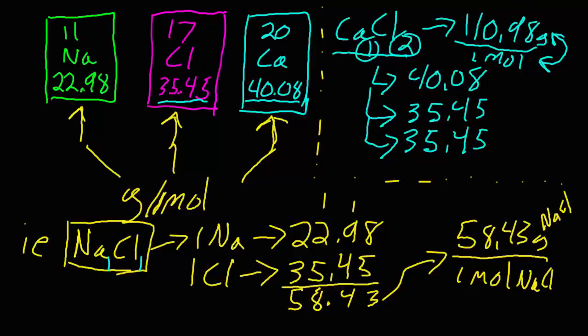And it also means if I have 110.98 grams of matter, that's going to be 1 mole worth of calcium chloride. This is the same process that you would use for pretty much any chemical substance. The big thing again is just be very cautious of the number of atoms that we have when we're doing this.